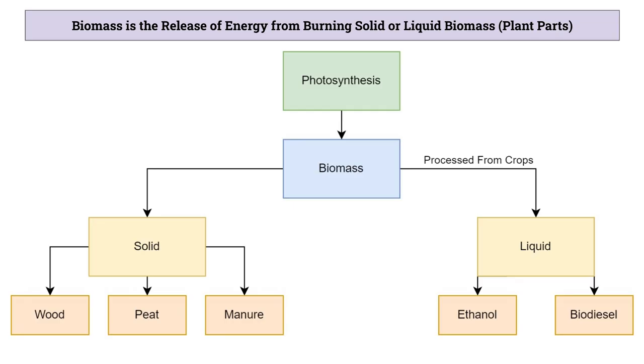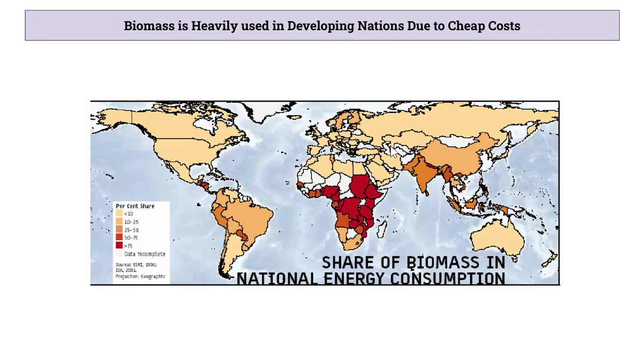of living organisms in order to extract heat from it, typically through combustion reactions. This is going to come in two forms. We're going to have our solid and our liquid, and we'll talk about both here today. So, the first thing I want to talk about when it comes to biomass is that it is heavily used in developing nations due to its cheap cost.